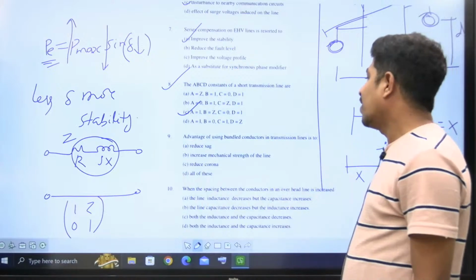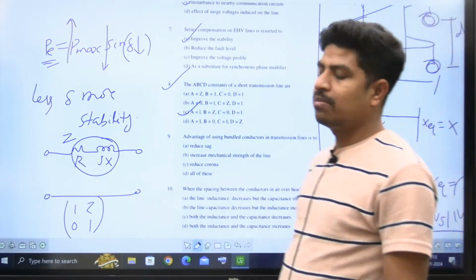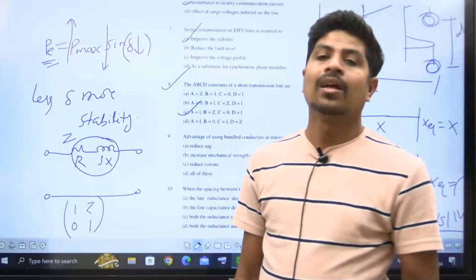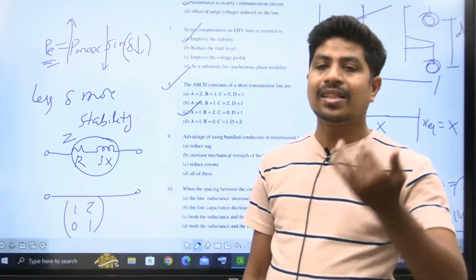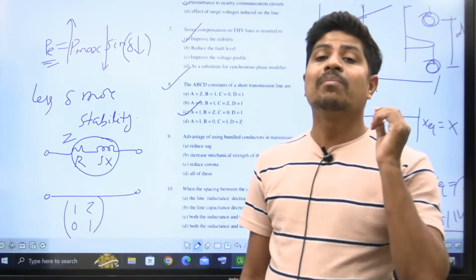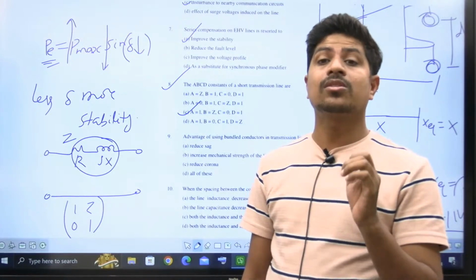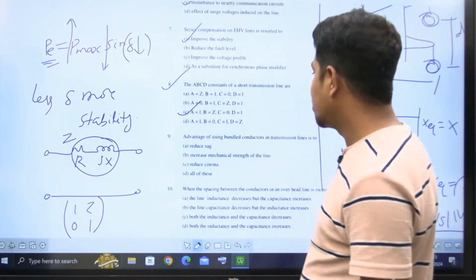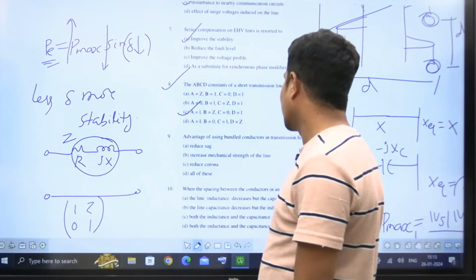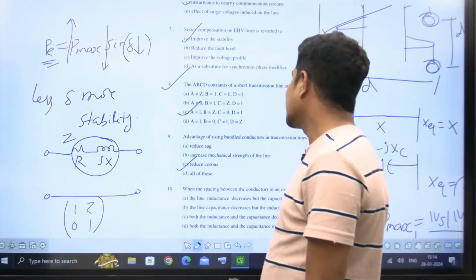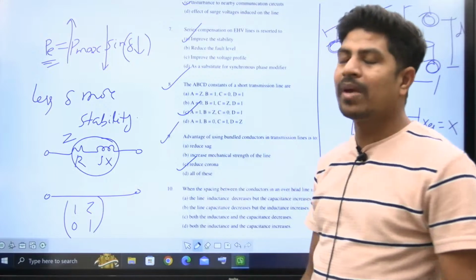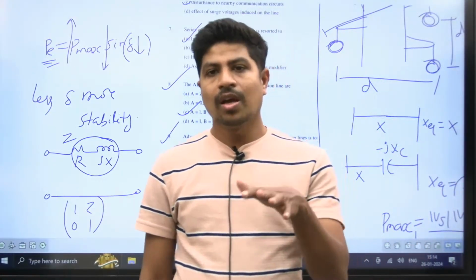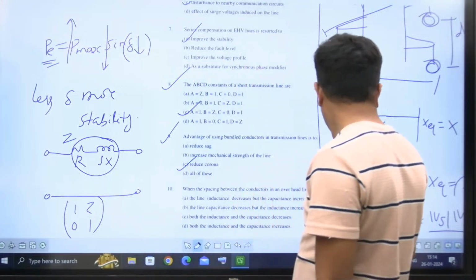Next question. Advantage of using bundle conductors in transmission lines. Bundle conductors are going to increase stability, will decrease load angle, radio interference will be decreased. So like that, it has lots of advantages. The main advantage of bundle conductors is to reduce corona. Read the options: reduce sag, increase mechanical strength of the line, reduces corona. Yes, I can say reduces corona. The main purpose of bundle conductors is to reduce electrical corona. Right? The next question.